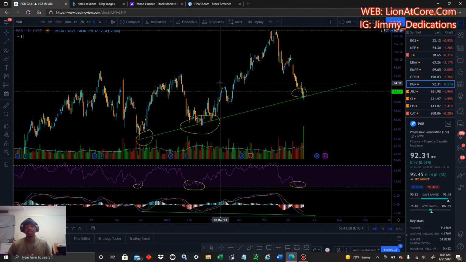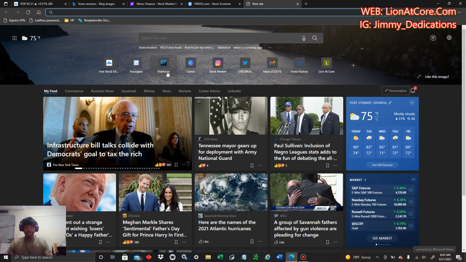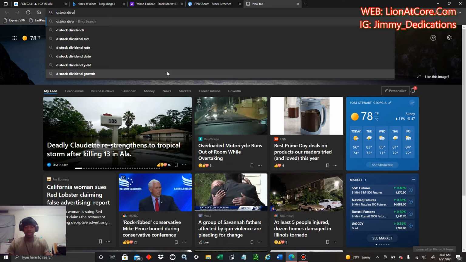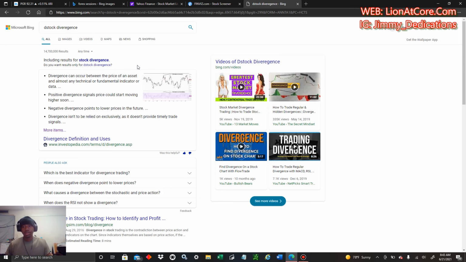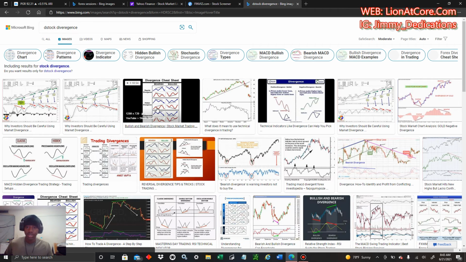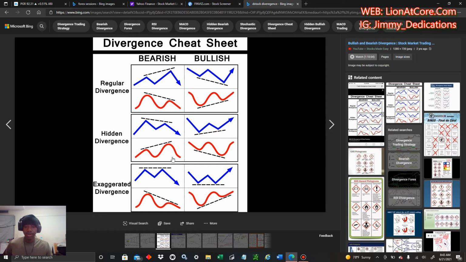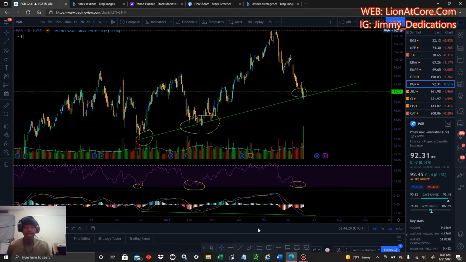What kind of divergence? You got hidden divergence, you got regular divergence. Let's look it up real quick. Divergence. Boom, images. Here we go. So the oscillator is going down. Oh yeah, hidden divergence. Look at this right here. Stock price going up, indicator going down. And you see what they predict? Going up, going up. So now we have divergence. And like that thing showed us, it's supposed to go up right here.